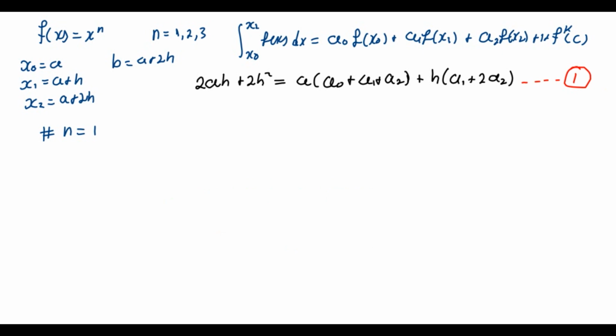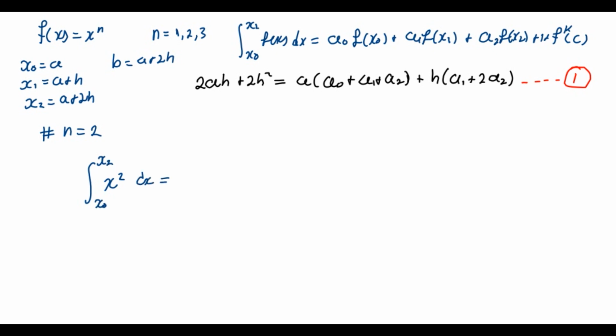Okay, so let's go ahead and evaluate and try to determine this when n is equal to 2. We just repeat the same process. So in this case, we are going to evaluate the integral for x squared. Why x squared? Because you plug in 2 here. So this is going from x naught to x sub 2 of x squared dx.